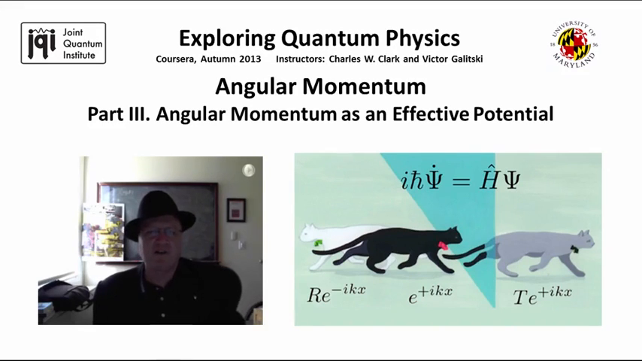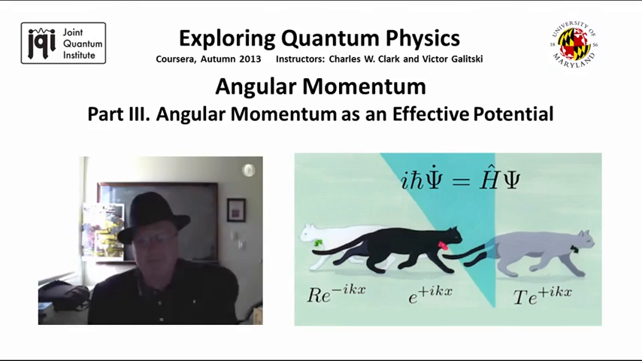I'm Charles Clark, and we're now going to look at the angular momentum operator in its role as an effective potential. This is going to proceed from applying some of the commutator identities that you derived in the previous part.